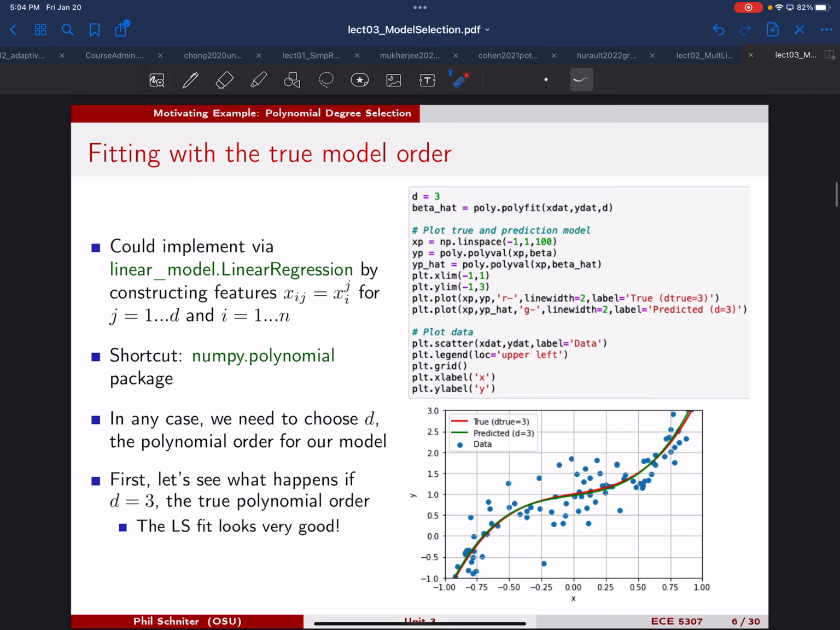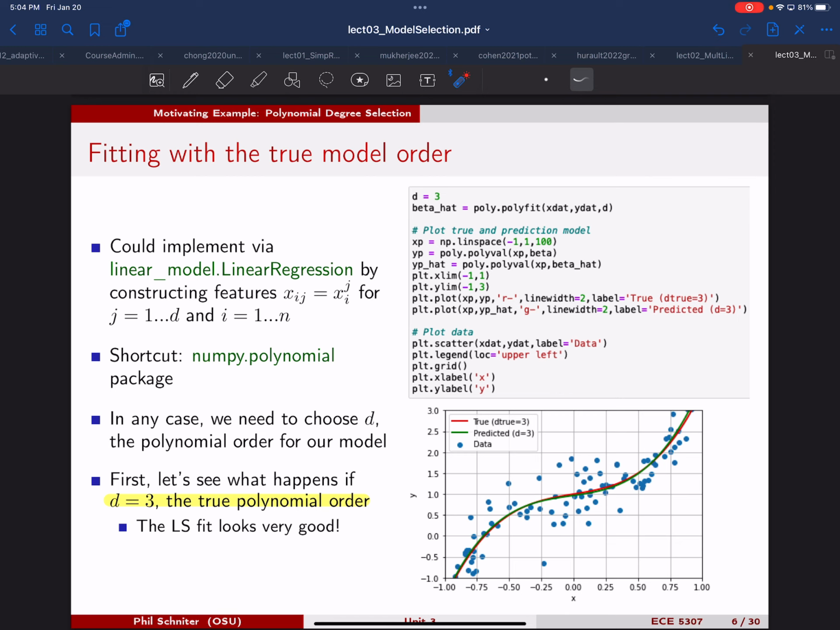So let's first see what happens if somehow a genie tells us that the true model order is 3. This is the result of doing the fit. So the true curve is red, the predicted curve is green, and you can see that's really pretty good. They almost look identical. So it works really well. We have enough data at least to make it work well.